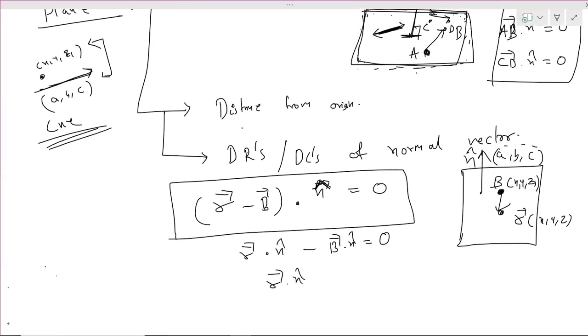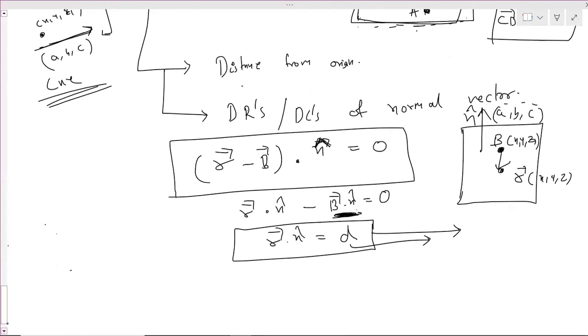So r dot n equals b dot n. This thing is a constant because it is a scalar product. Generally we write this as d. So this is the equation of plane.